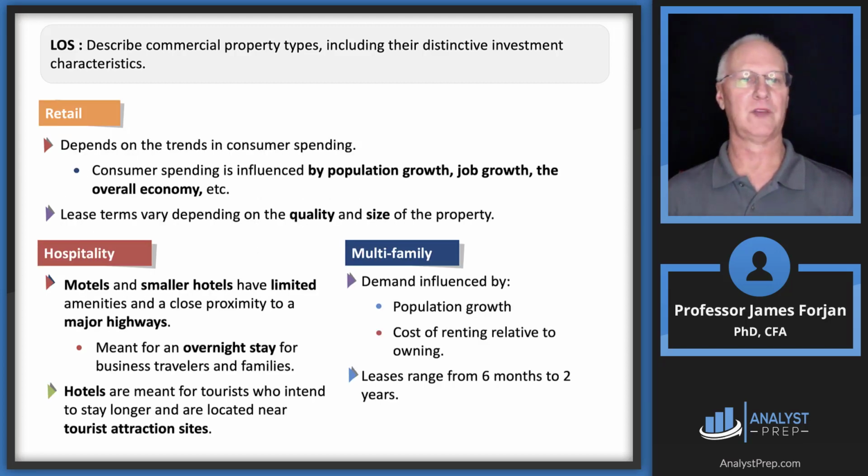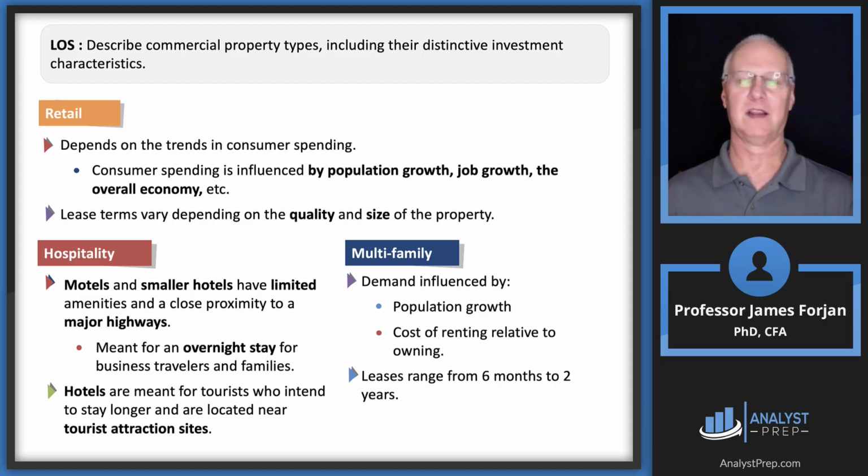Retail, what are these trends that we've got to look for? Population growth, job growth, overall economy. There again, that overall economic growth with GDP, that pops up in here. And so look for some of these in the question stem. Boy, look at that second arrow point there. Lease terms vary depending on the quality and the size of the property. So this goes all the way back to Modigliani and Miller. Quality of the asset, the ability of the asset to generate cash flows.